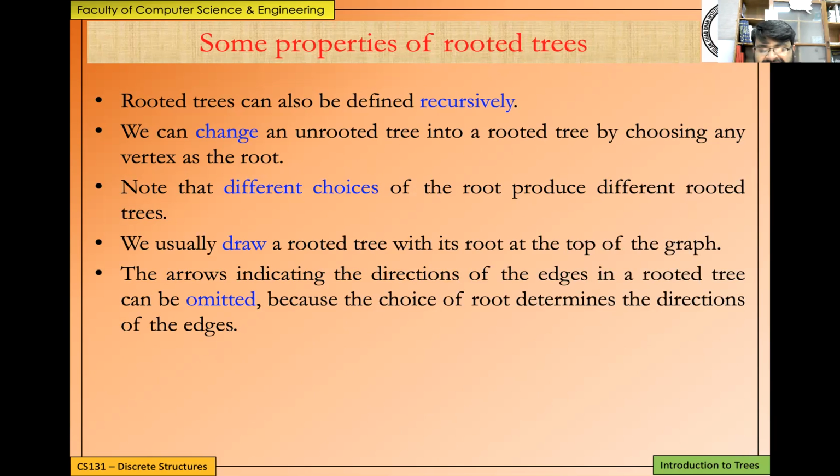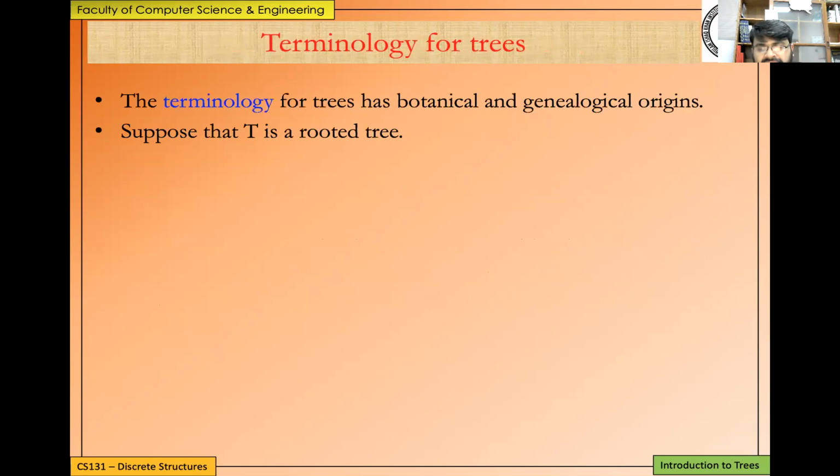The arrows indicating the directions of the edges in a rooted tree can be omitted because it's understood that they're always moving away from the root. So we usually omit the arrows because the choice of root determines the directions of the arrows. Whatever is the root, everything is always directed away from it. That's why we have the root at the top, and every edge is basically by default pointing downwards, right?